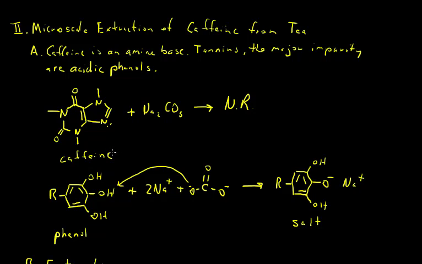Since we want the caffeine, we could separate the aqueous caffeine hydrochloride, add base to it to reform the free base, and then extract that into an organic solvent like ether or dichloromethane. We'll be using dichloromethane. So that's one possibility.